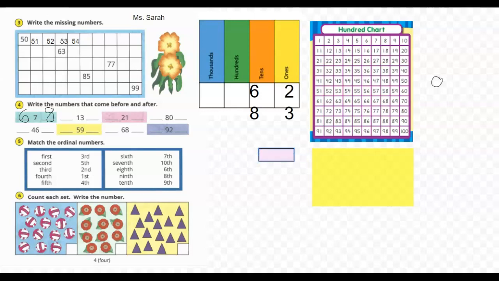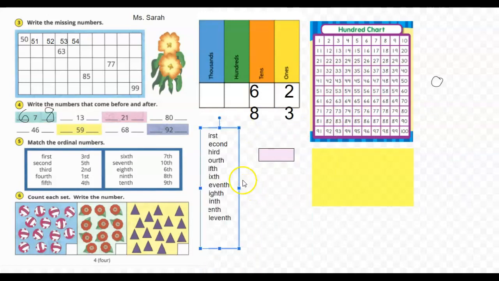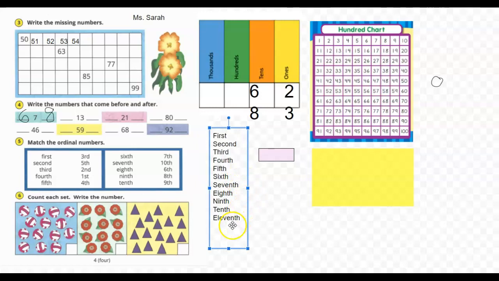All right, so if you're back with us, that means that you have finished number 3 all the way. The whole chart's filled in. You finished number 4. You wrote the numbers that come before, the numbers that come after. And now we're going down here to this, it says match the ordinal numbers. All that means is order. Match the order, okay? So here's the numbers I wrote out for you yesterday. I'm going to leave them up this time. Now, do you see how this number right here is the first number? Right, so that's number 1.